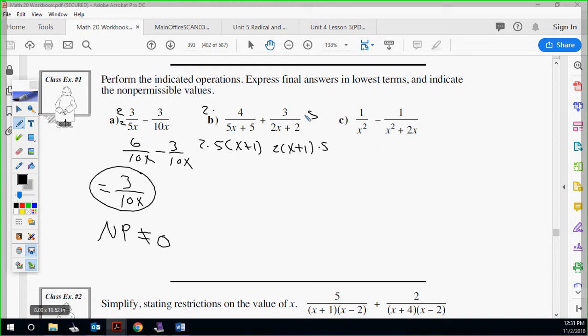So the top of this one is going to be 8, 10 times x plus 1. And the top of this one is going to be 15, 10, x plus 1. So the bottoms match like we hoped. Now we can add them. It's 23 over 10, x plus 1. Good. Non-permissible here is what? Negative 1. Good. Non-permissible is can't have negative 1.